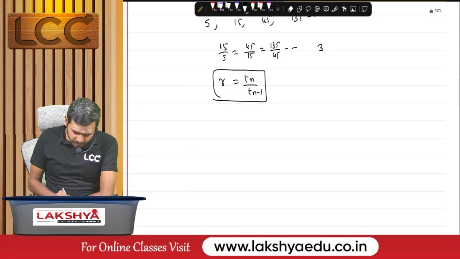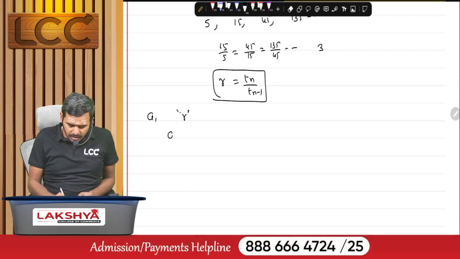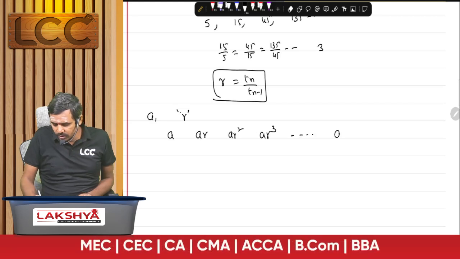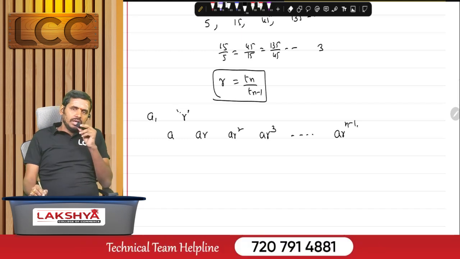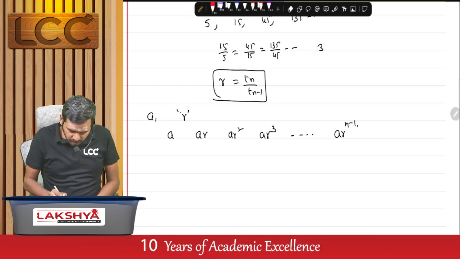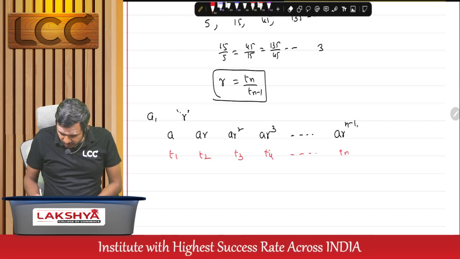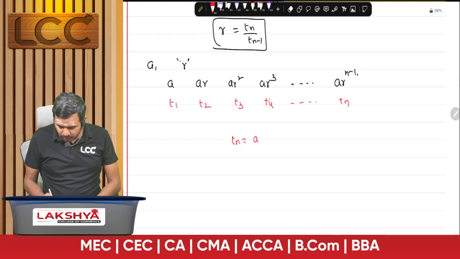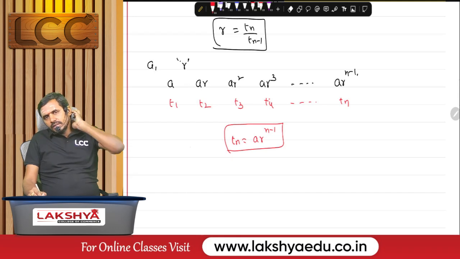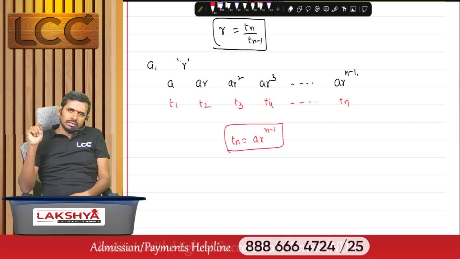Suppose A be the first term and R be the common ratio, then the standard form of GP is A, AR, AR square, AR cube, and so on, AR power n minus 1. A is the first term, AR is the second term, AR square is the third term, then fourth term, and so on like this is the nth term. That means nth term of GP is A into R power n minus 1. Nth term of AP is A plus n minus 1 into D. Similarly, nth term of GP is A into R power n minus 1.